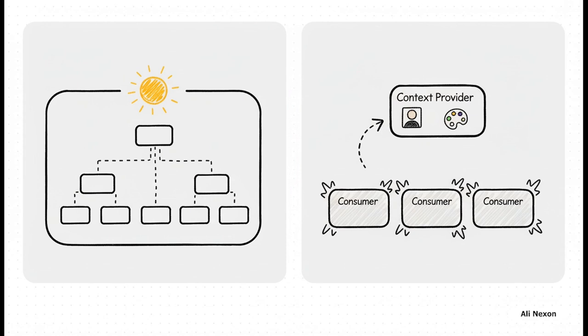Context is an amazing fit for stuff like user authentication, theme settings, light mode versus dark mode, or language preferences, things that many components need, but that don't change every single second. But here's the catch, and you gotta know the catch: performance. When that value on the whiteboard updates, every single component looking at it re-renders. That makes it a really poor choice for high-frequency updates, like tracking mouse coordinates or something.